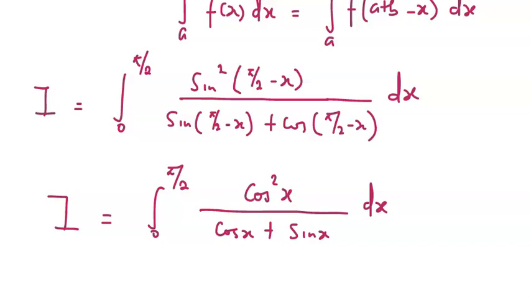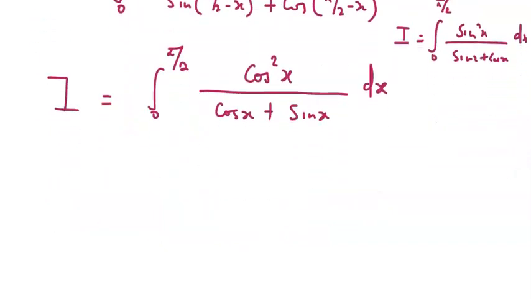So now this integral right over here is also I, and we know from the original integral that I is equal to the integral from 0 to pi by 2 of the sine squared of x divided by the sine of x plus the cosine of x dx. So what happens when we add the two I's together? It's going to make sense, right?